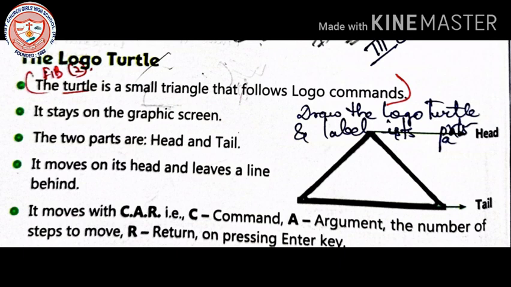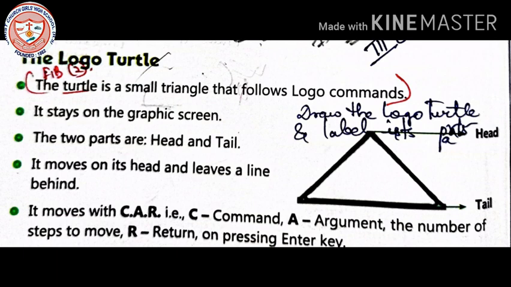It moves on its head and leaves a line behind. It moves to the front with the help of the head, and it leaves a line behind. It has two parts, that is the head and the tail.